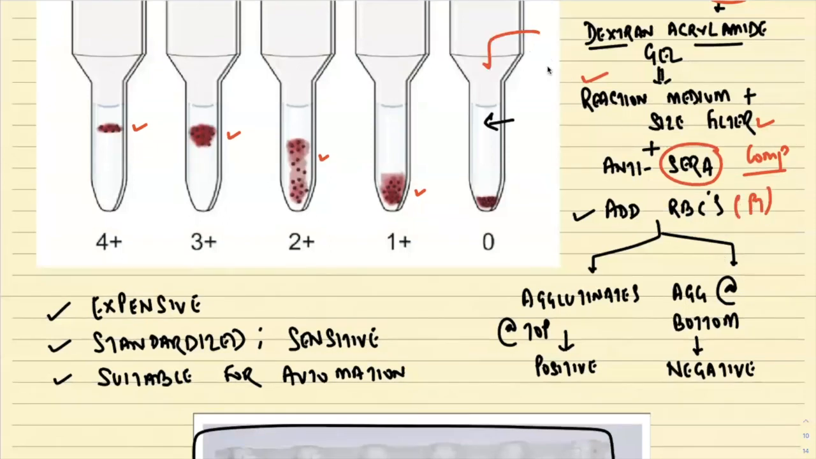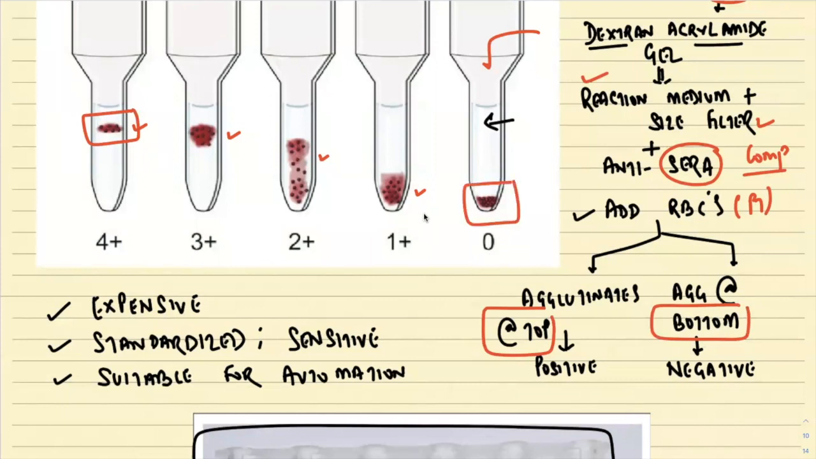Patient's RBC are added over here. Now, for example, if agglutination is occurring at the top, it is taken to be positive. And if agglutination is taking place at the bottom like this, it is said to be negative.